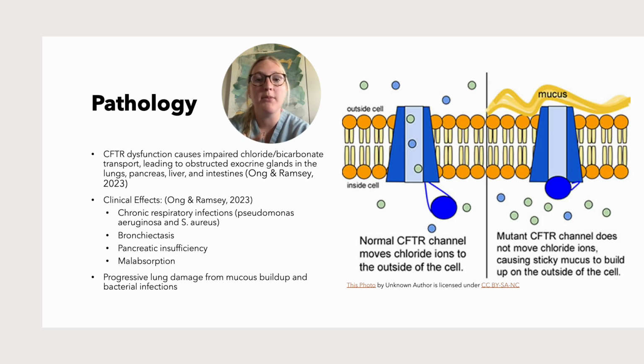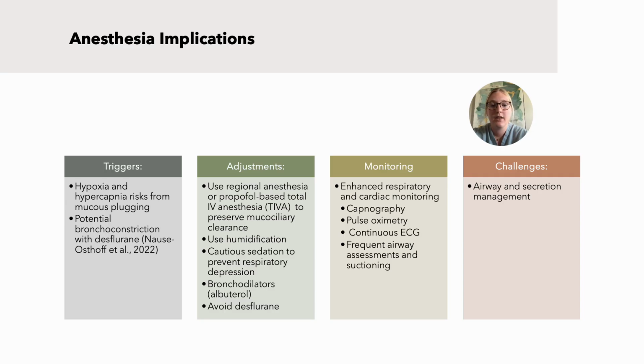So problems that you're going to see with this: your patients are going to have chronic bacterial respiratory infections, and that's going to be one thing that's really big with anesthesia and one thing that we want to look out for. Other things are bronchiectasis, pancreatic insufficiency, and malabsorption. This can cause a lot of those issues. And then you're going to see a lot of progressive lung damage just from that mucus plugging and all of that mucus damage. So now a little bit more about anesthesia implications.